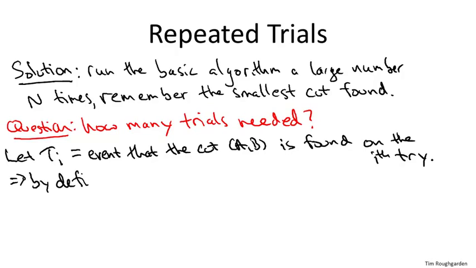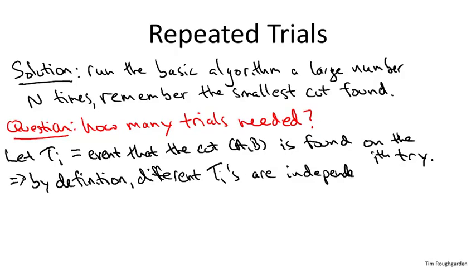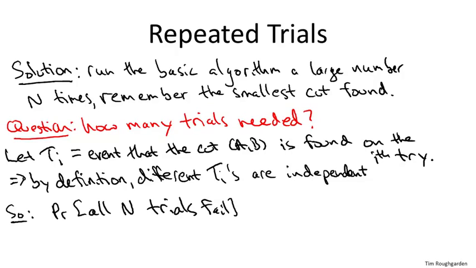Now we know that the probability that a single trial fails could be pretty big. Could be as big as 1 minus 1 over n squared. But here now with repeated trials, we're only in trouble if every single trial fails. If even one succeeds, then we find a min cut. So a different way of saying that is we're interested in the intersection of not T_1 and not T_2 and so on. That's the event that every single trial fails. And now we use the fact that the trials are independent. So the probability that all of these things happen is just the product of the relevant probabilities. So the product from i equals 1 to capital N of the probability of not T_i.